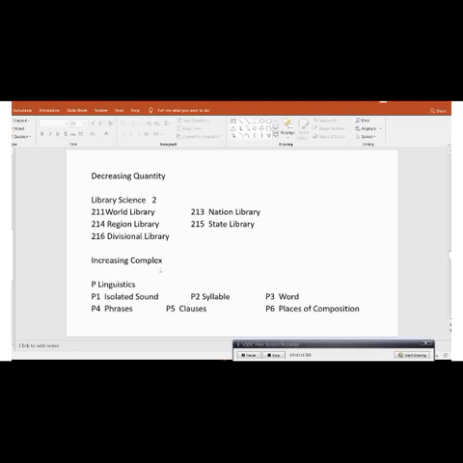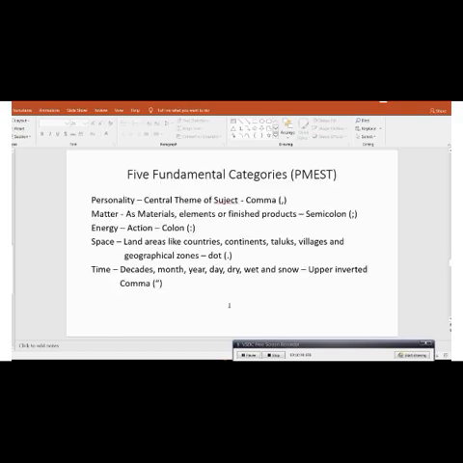Some places he used increasing quality, increasing complexity. For example, in linguistics, B1 is the isolated sound, B2 is the syllable, B3 is the word, B4 is the phrases, B5 classes, B6 is the place of composition. How intellectual Dr. S.R. Ranganathan is, the great person.